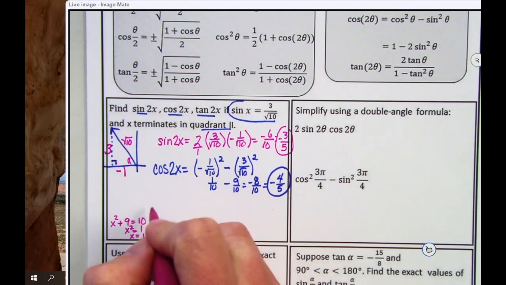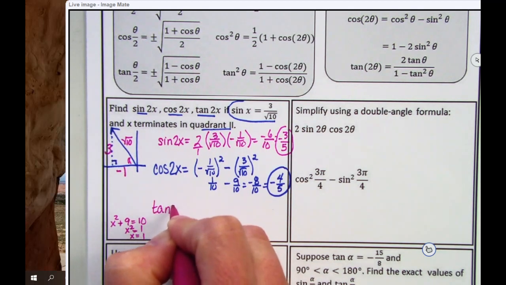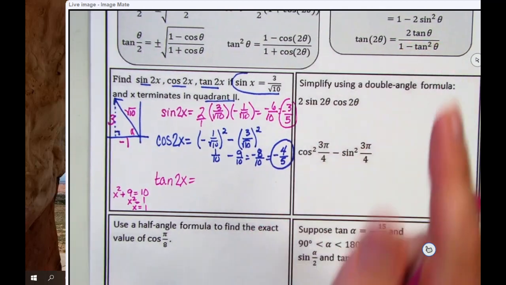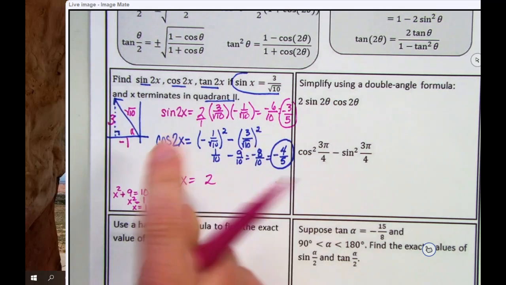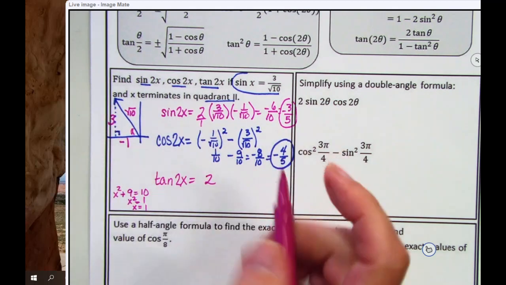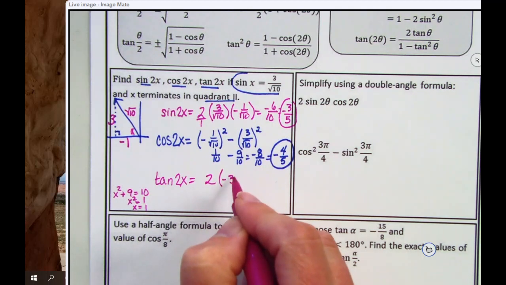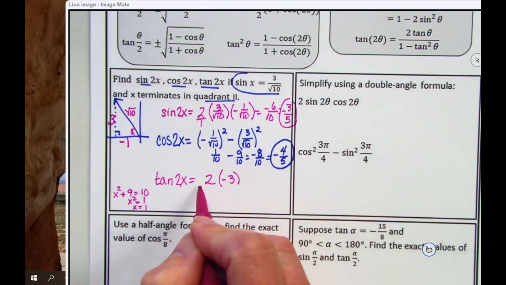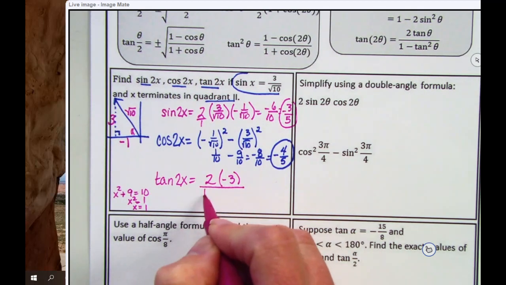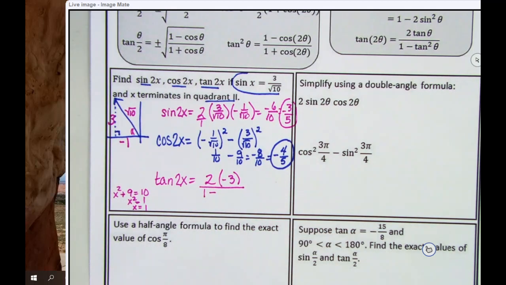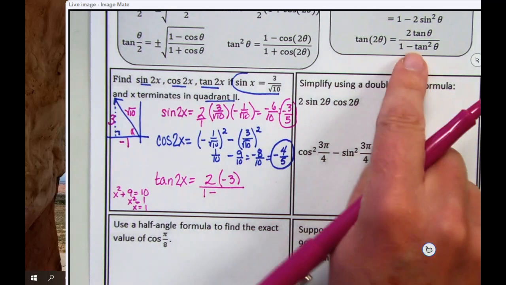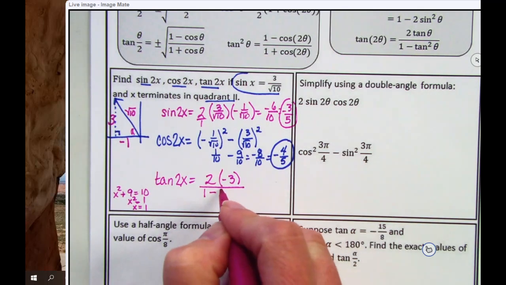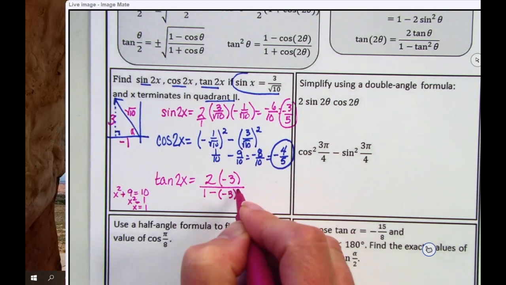Tangent one feels a little bit uglier. Tangent of 2x is 2 times the tangent of our angle, opposite over adjacent. That's at least nice. All over 1 minus our tangent squared. And our tangent we said was -3. Tricky here watching those signs.